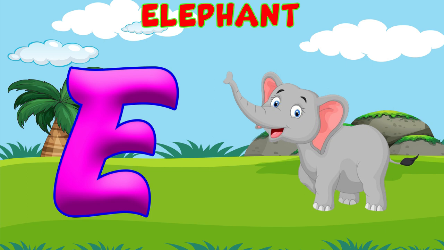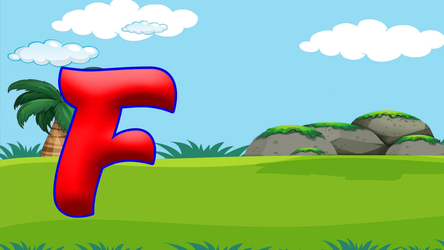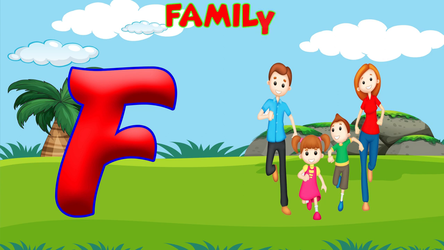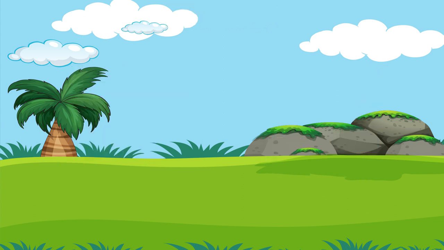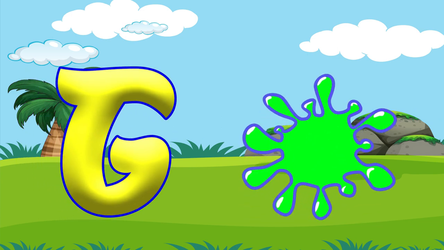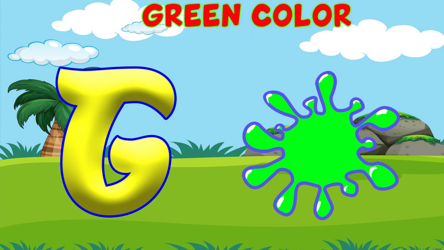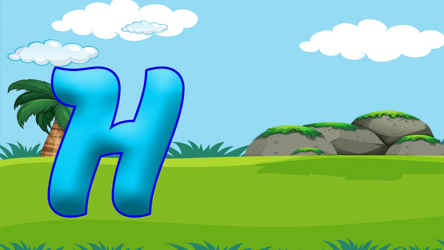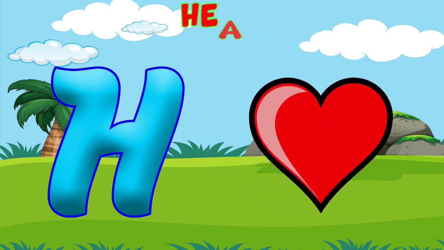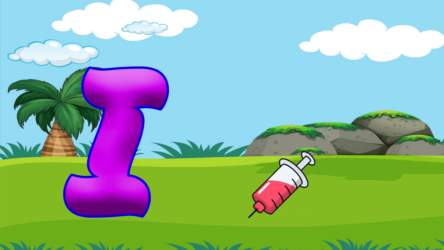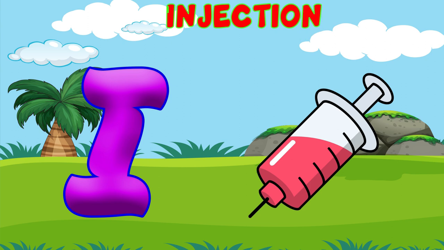E for elephant. F. F for family. G. G for green color. H. H for heart. I. I for injection.